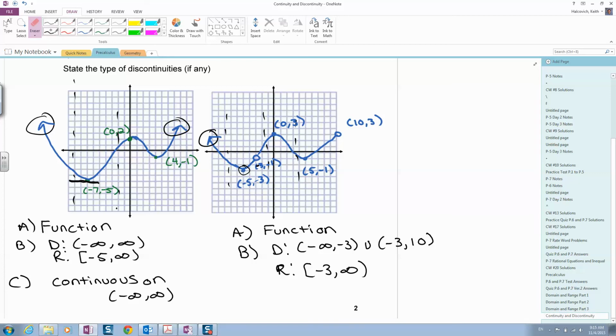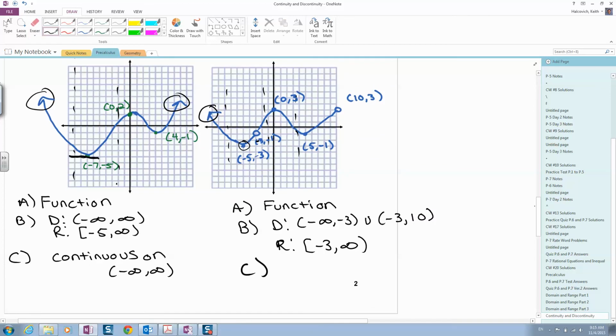All right. Part C, where is it continuous? Well, it's continuous. Notice if I start here, I don't pick up my pencil until I get to -3 for the x. We only look at the x coordinates to determine continuity. Then after -3, it keeps on going and it's continuous until 10. And then 10, it's over. So from -3 to +10 is when it's continuous.